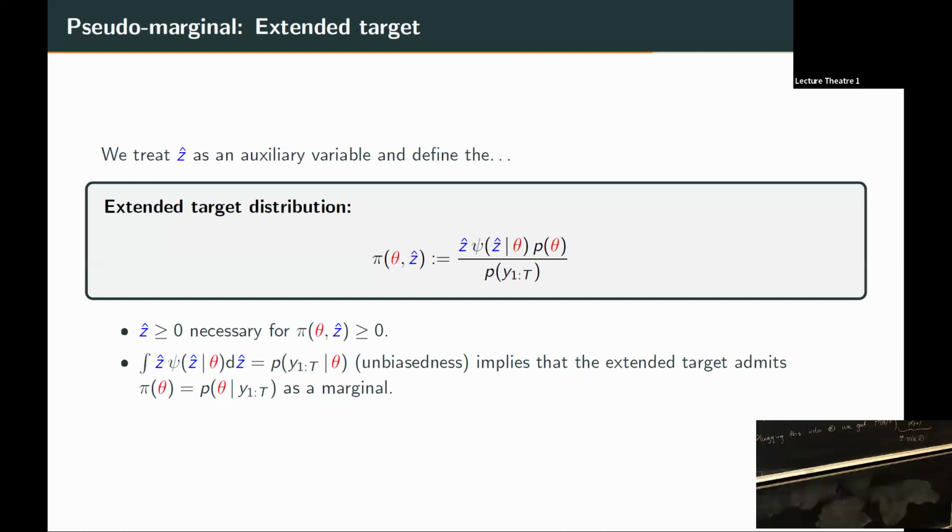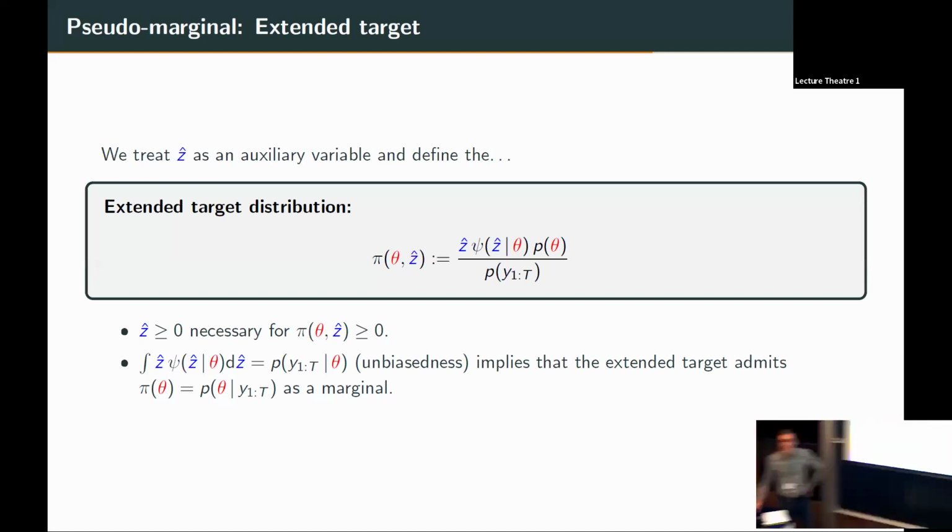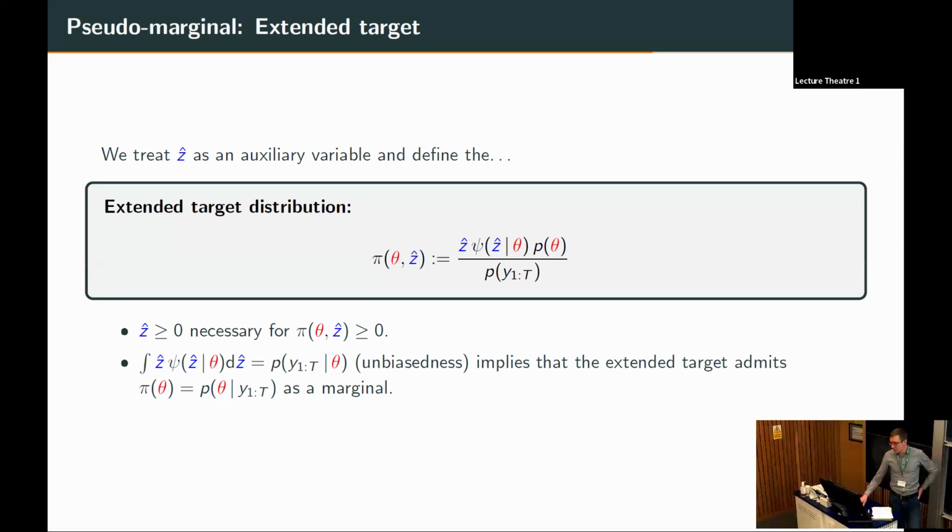Okay, so with this construction, we now treat this z hat as an auxiliary variable. We define this extended target distribution, which we have shown has the correct marginal over the theta coordinate. So the pseudo-marginal method is really just a standard MCMC procedure for targeting this joint extended target.